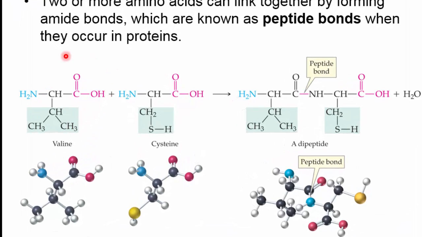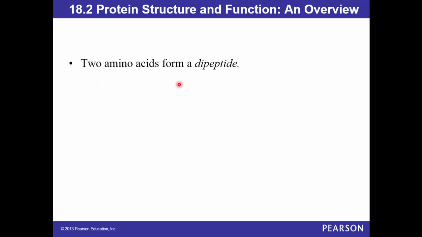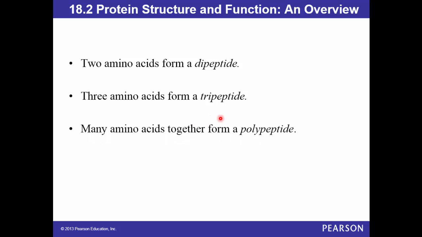You see, here we have an amino acid called valine and an amino acid called cysteine. The alpha amino group of this reacts with the alpha carboxyl of this. We eliminate one water molecule to form this dipeptide, and this is the so-called peptide bond. So a dipeptide contains one peptide bond. A tripeptide contains two peptide bonds, and so on. Two amino acids form a dipeptide, three amino acids form a tripeptide, many amino acids together form a polypeptide.